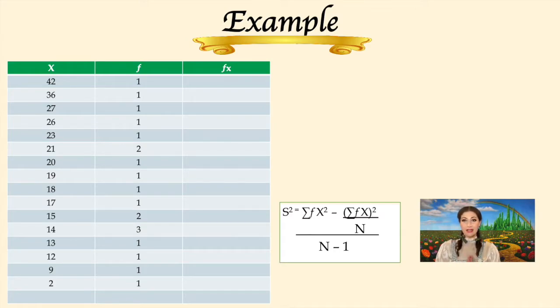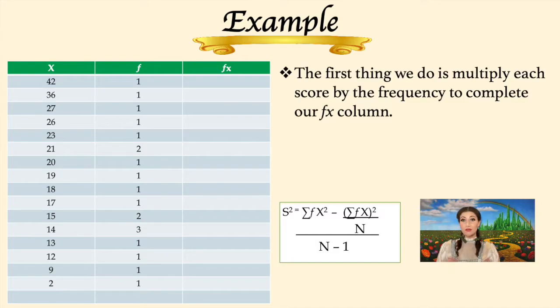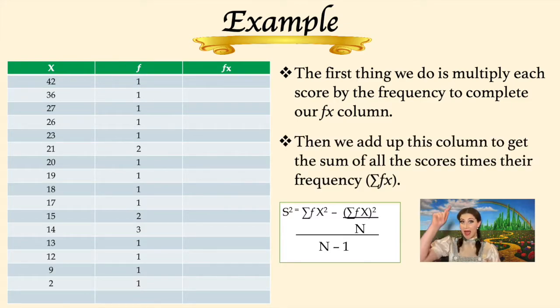If I see f and x side by side, that means I'm going to multiply the number in the x column by the number in the f column. So the first thing we need to do is multiply each score by the frequency to complete this f of x column. Once we do that, we're going to add up this column to get the sum of all of the scores times their frequency, which is going to be the value that goes into the second part of our formula, the sum of f of x.